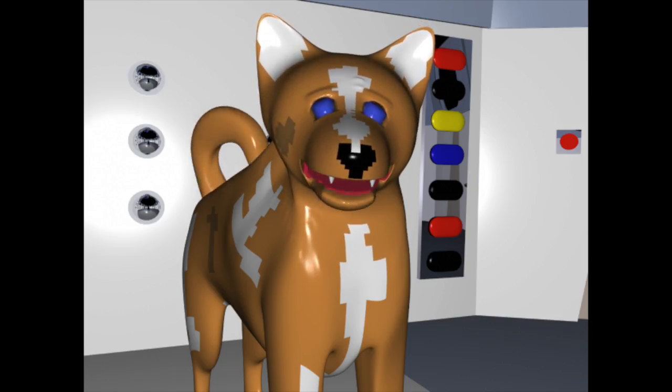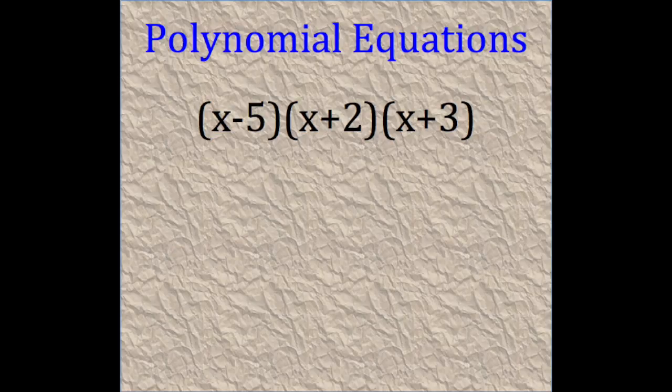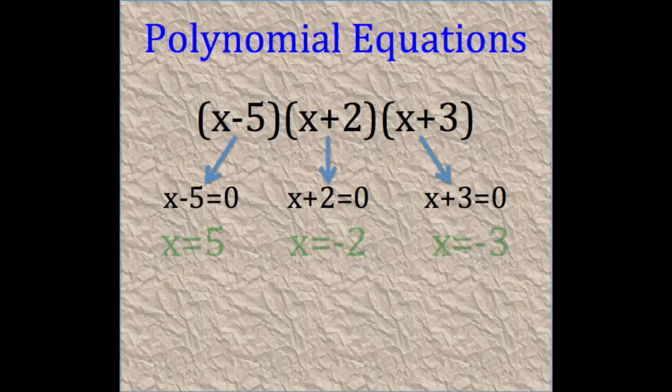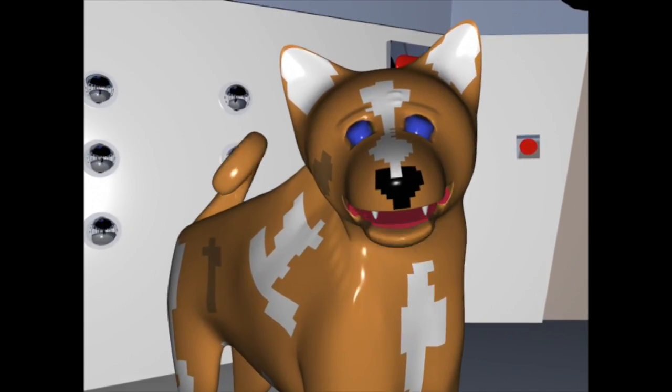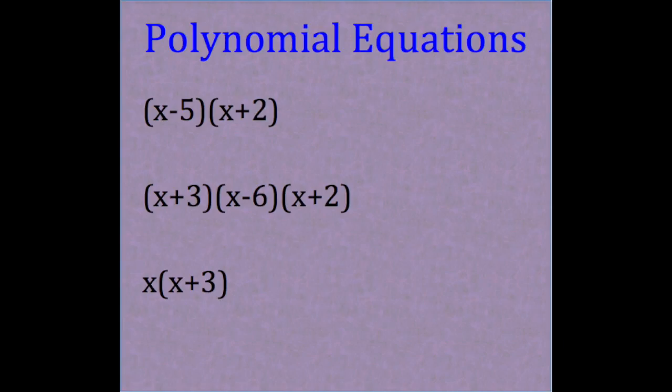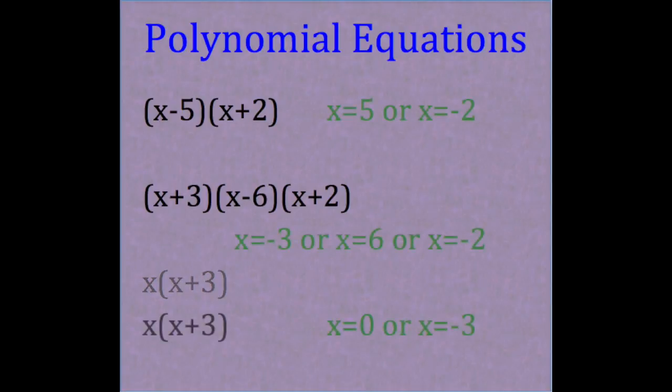Sometimes we find that we have more than two roots. In this example, we can see that we have three binomials to solve for. We set them equal to 0 and solve for x. And, of course, we have three possible roots. Now try these on your own. Let's see how you did.